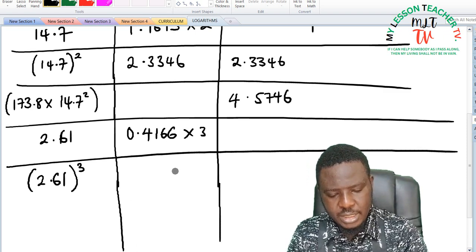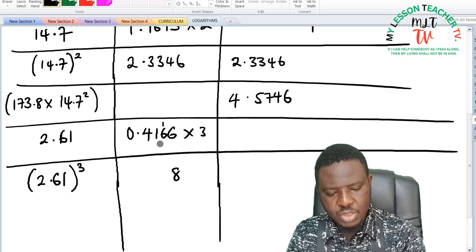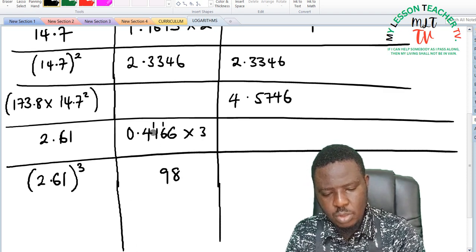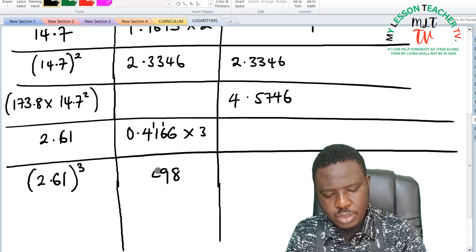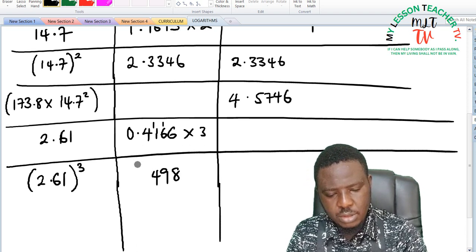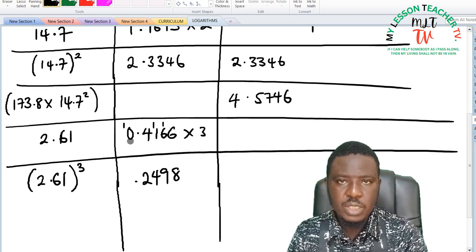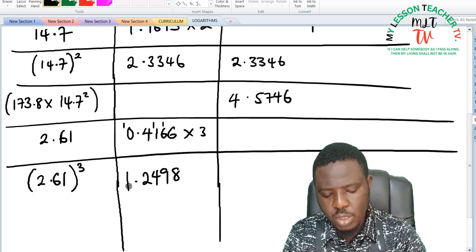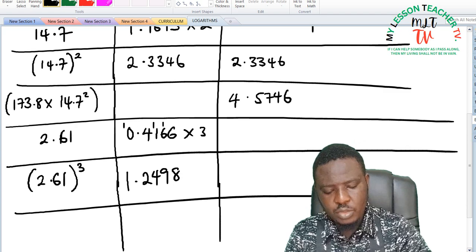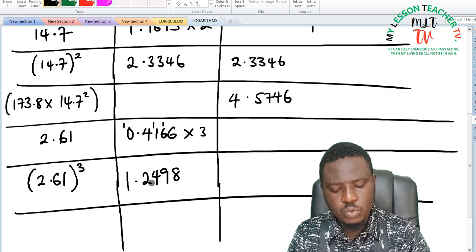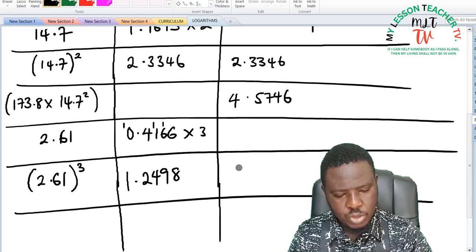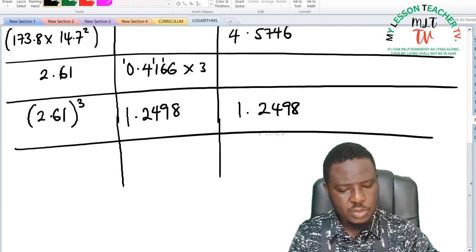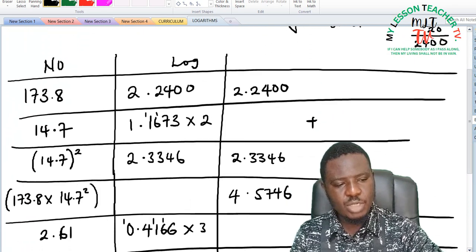So 6 times 3 is 18, carry 1. 6 times 3 is 18 plus 1, 19, carry 1. 3 times 1 is 3 plus 1 is 4. 3 times 4 is 12. You write down 2 and carry 1. 3 times 0 is 0 plus 1 is 1. So this is equivalent to 1.2498. I'll also move it to the next column, which is 1.2498. So we are done with the numerator and denominator.